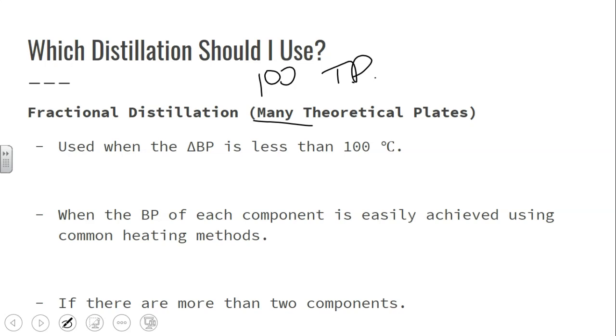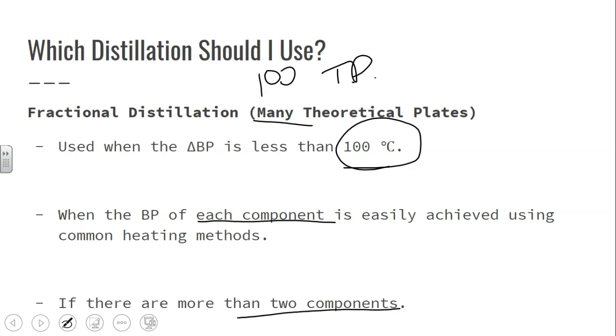So you typically use fractional distillation when the boiling point is less than 100 degrees. Some places you'll see 75 degrees, but I like the idea of 100 degrees because it's just a nice round number. And again, you want to make sure that the boiling points of each of the components of the mixture is easily achieved using common heating methods.